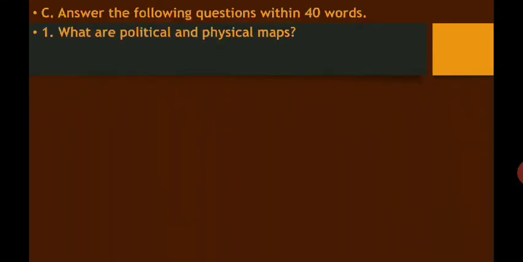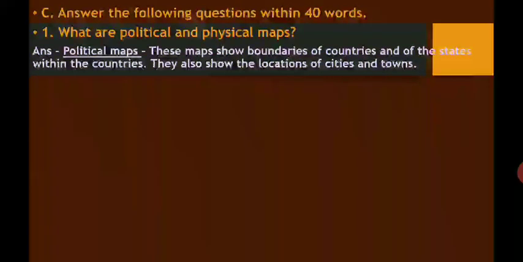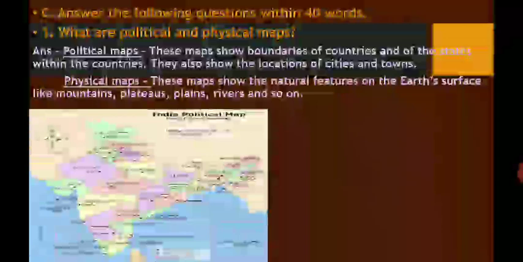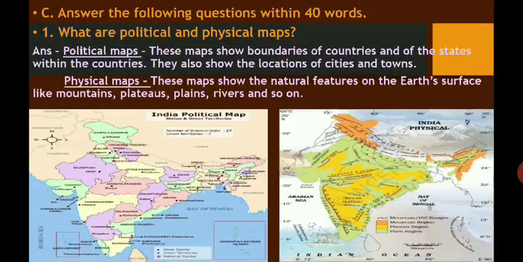Answer the following questions within 40 words. Next question is, what are political and physical maps? Look students, here is the definition of political and physical maps, and also the pictures.